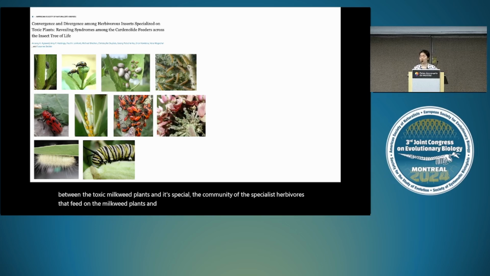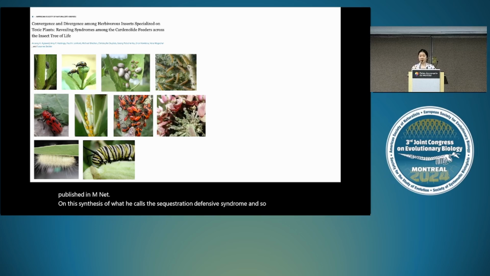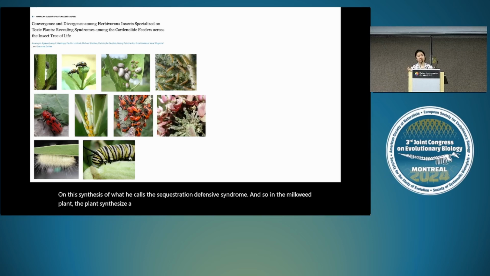A few weeks ago, our lab published a synthesis of about 10 years of conceptual thinking and empirical comparative work on what he calls the sequestration defensive syndrome. In the milkweed plant, the plant synthesizes a cocktail of chemical defenses in association with a lot of physical defenses to protect itself from being fed on by herbivores. And the community of specialist herbivores in return have co-evolved strategies, from the enzyme level to the behavioral level, so that they can feed on and really feast on these toxic plants and turn these toxins inside their body into a defense against their own predators.